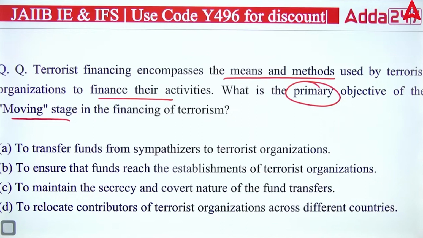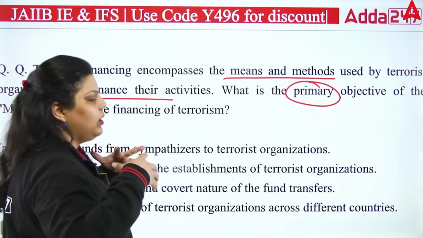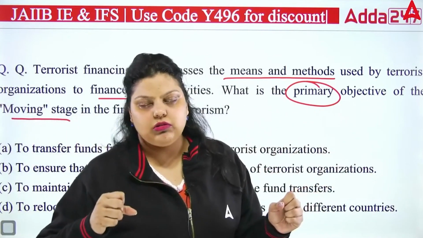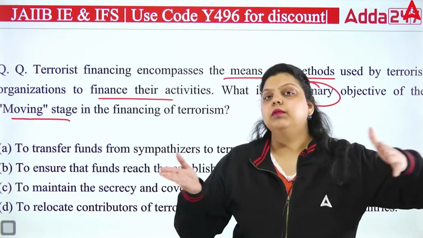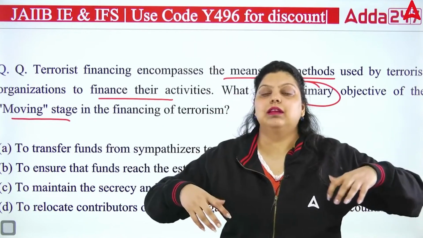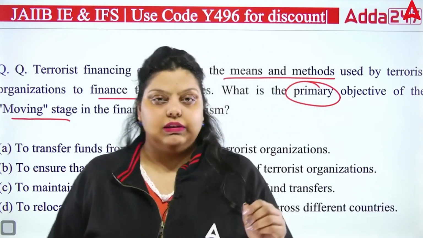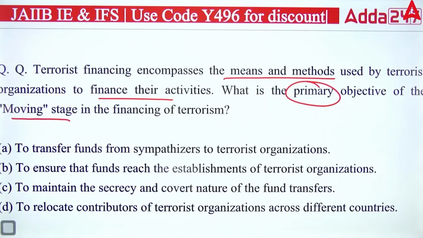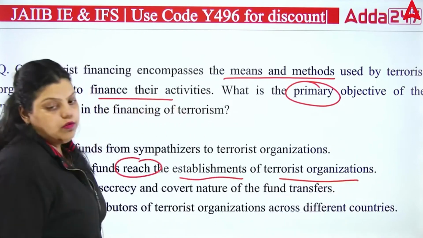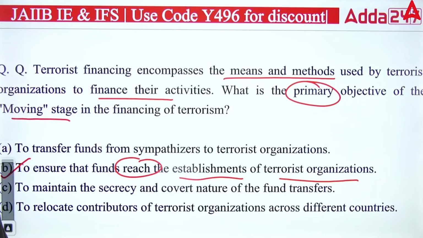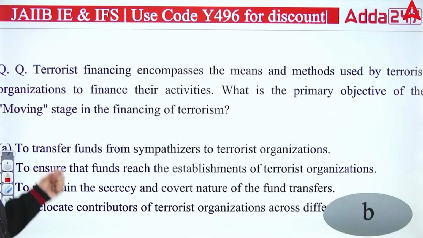Okay, so when we talk about moving, it means you are collecting money from various places, from various locations. You have to move that money to a certain location where it is required to be used for terrorism. So the right answer here will be to ensure that funds reach the establishment of terrorist organization. Wherever the location has been decided, the funds have to reach there. That's the function of the moving stage in the financing of terrorism. So right answer will be your B.